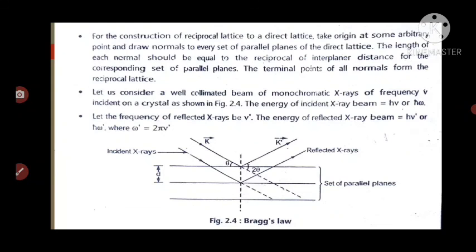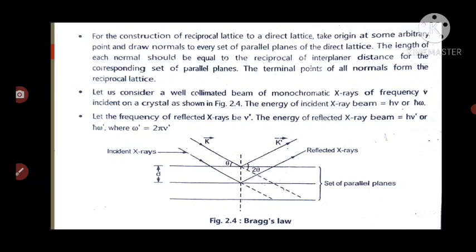For the construction of this reciprocal lattice to a direct lattice, take the origin at some arbitrary point, and draw a line normal to every set of parallel planes, as seen in Figure 2.4. Bragg's law: that dotted line is drawn normal to the planes of the direct lattice, and the length of each normal should be equal to the reciprocal of the interplanar distance, for the corresponding set of parallel planes. The terminal points of all the normals form the reciprocal lattice.